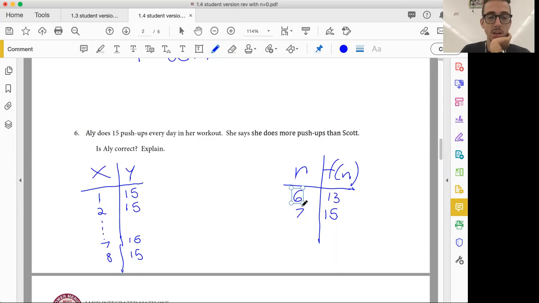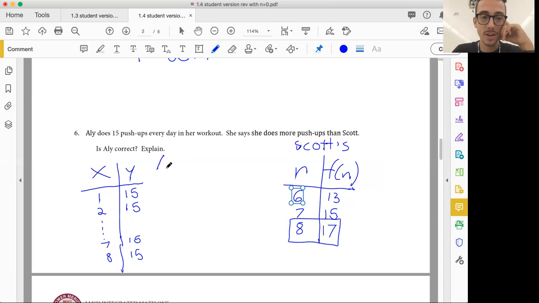But we see a tipping point around Scott's work on what day? At what point does Scott potentially have more push-ups than Allie? Have a coffee break and think about it. What do you think? Hopefully you're saying day 7 was the real breaking point, because now Scott's going for 17. Check him out. So on day 8, Scott has more push-ups every day than Allie. So she says she does more push-ups than Scott. Is Allie correct? Allie is correct.